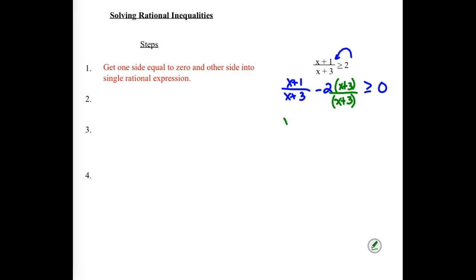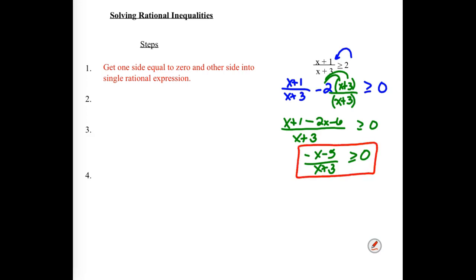Numerator then, we have x plus 1. And if we distribute this, we get negative 2x minus 6. What does that numerator simplify into now? Negative x minus 5. All right. We are going to use that when we test our points.